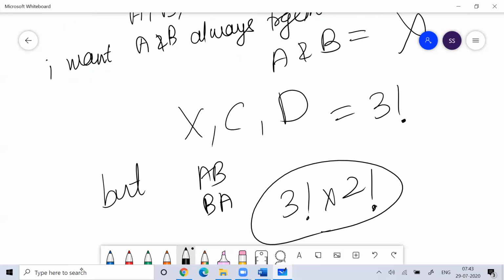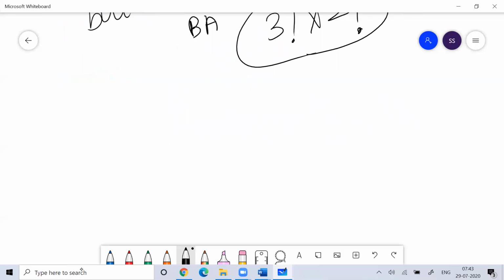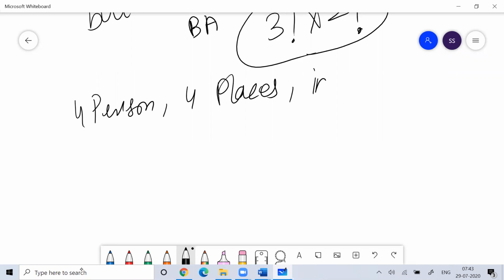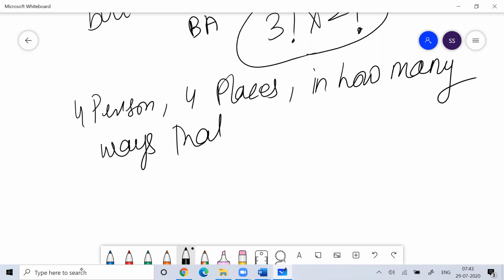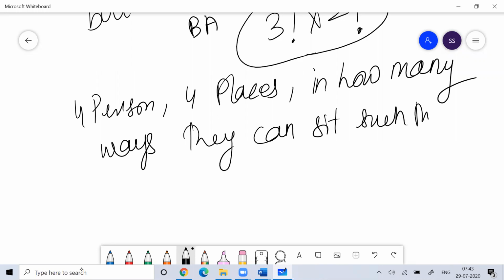You remember this, it is very important. Now, if I say four persons and four places, in how many ways can they sit such that A and B are never together?